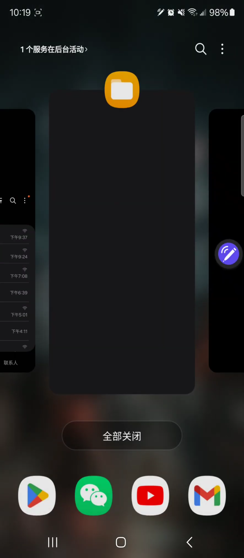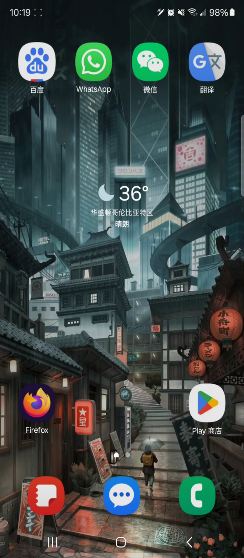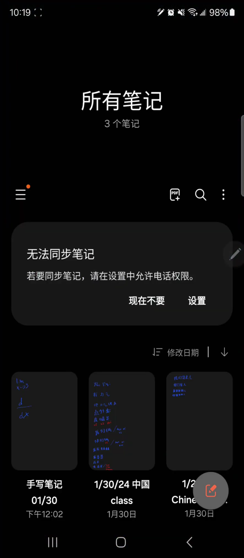Okay, so I'm using my new Samsung phone that I just got. Okay, so let's go. Ignore that the phone's in Chinese. I'm just learning Chinese, so I made the phone in Chinese.